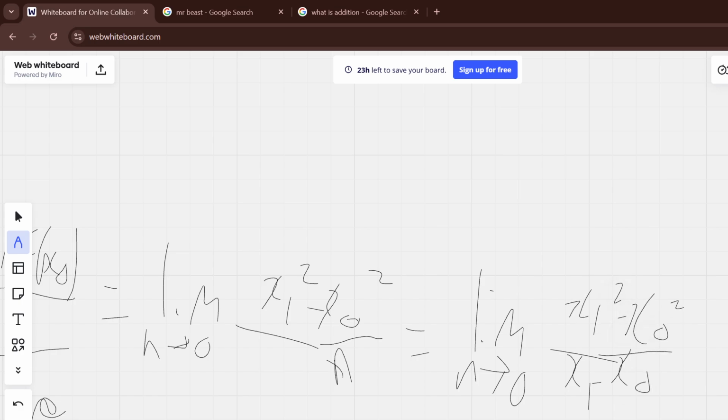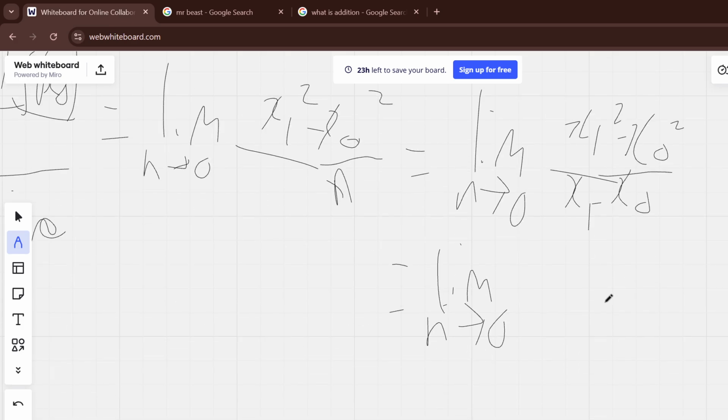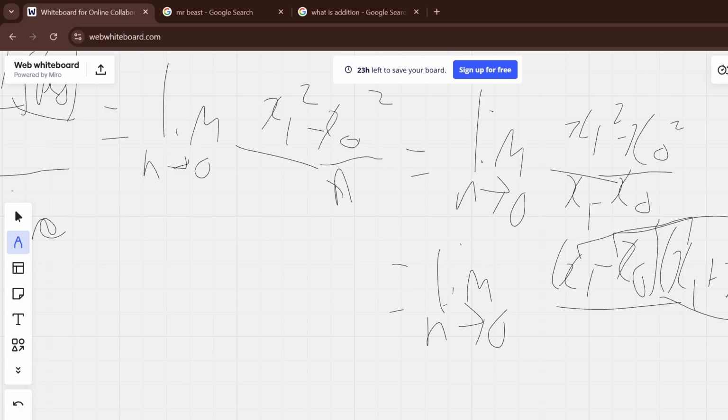Now we use something called the difference of squares formula. We can factor this into x1 minus x0 times x1 plus x0. Yay. If you want to know how this works, you just multiply two at a time. So x1 squared plus x0 x1 minus x0 x1 minus x0 squared. It just cancels out the x0 x1 terms, which gives us x1 squared minus x0 squared. And we divide this by x1 minus x0.